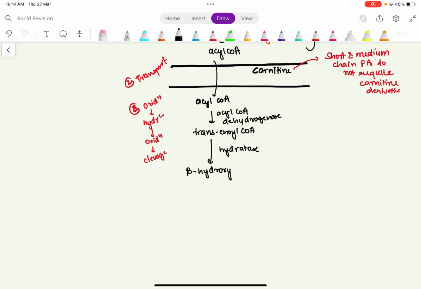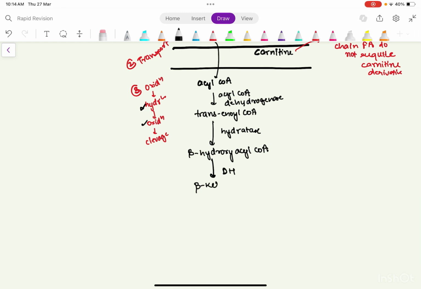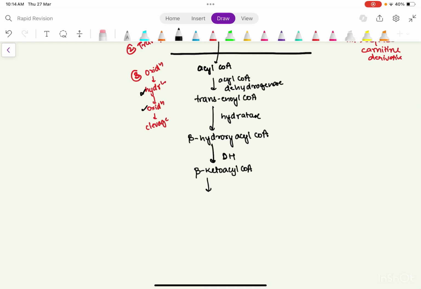Then hydration, so hydratase, and we have beta hydroxy acyl CoA. We just add the OH group on the beta position. Then oxidation again, with a dehydrogenase enzyme, which forms beta keto acyl CoA. Now is the time for cleavage. It will be converted into acetyl CoA by the action of thiolase. Mind you, it is not thiokinase, it is thiolase.